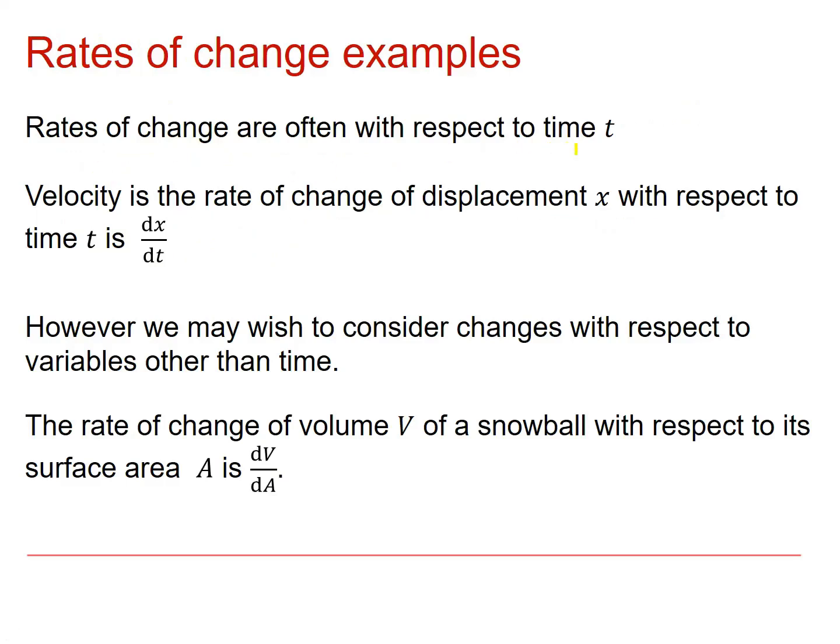Rates of change are often with respect to time t. For example, velocity is the rate of change of displacement x with respect to time t and is given by dx by dt, the rate of change of x with time. However, there are rates of change that are with respect to variables other than time. For example, the volume V of a snowball with respect to its surface area, and that rate of change would be dV by dA.